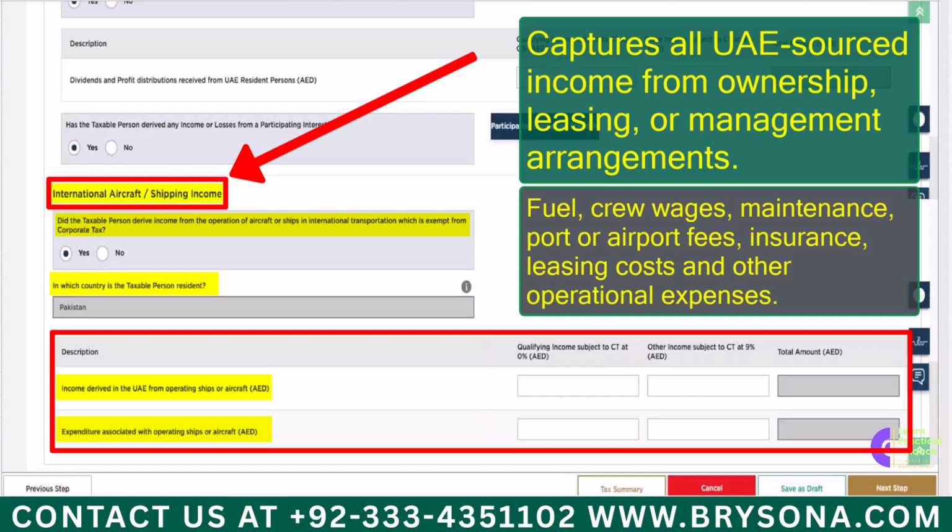After filling all these details, you have to click on the next step. Congratulations, you have completed this section successfully.